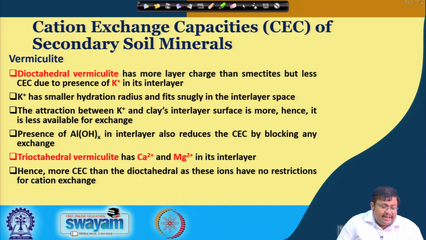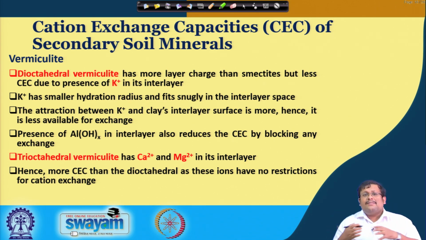If you see vermiculite, dioctahedral vermiculite obviously has more layer charge than smectite, but less CEC due to the presence of some potassium in the interlayer. K plus has a smaller hydration radius, as I have already told, it is very small, so it fits very snugly in the interlayer space. The attraction between the K plus and the clay's interlayer surface is greater, hence it is less available to exchange.